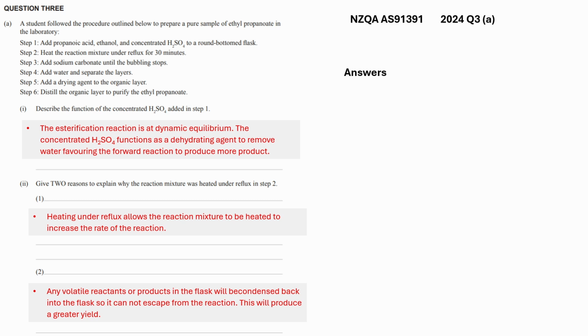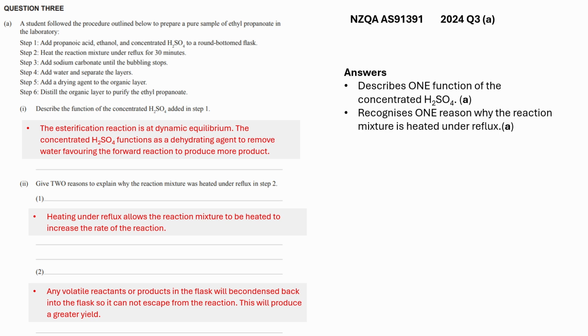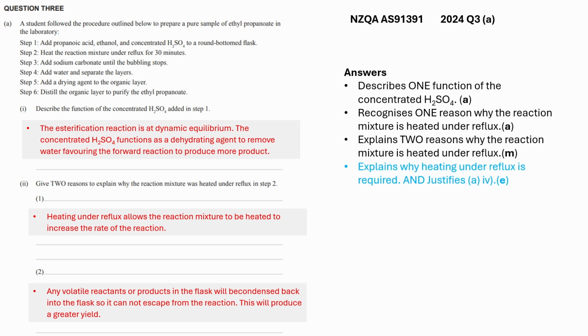Now, how did they mark this question? If you describe one function of concentrated H2SO4, you got an achieved. If you recognize one reason why the reaction was heated up, that is to make it happen more quickly, or because the condenser will catch any evaporated gases and turn them back into liquid to go back in the mixture, then that's an achieved. If you can explain 2 reasons why it is heated under reflux, that's a merit. And there isn't an excellence for this, but this merit part here is used with the next question to give you the excellence, next part of the question.